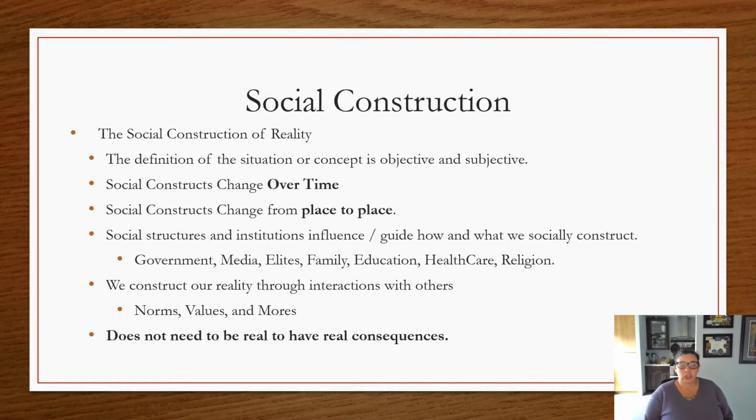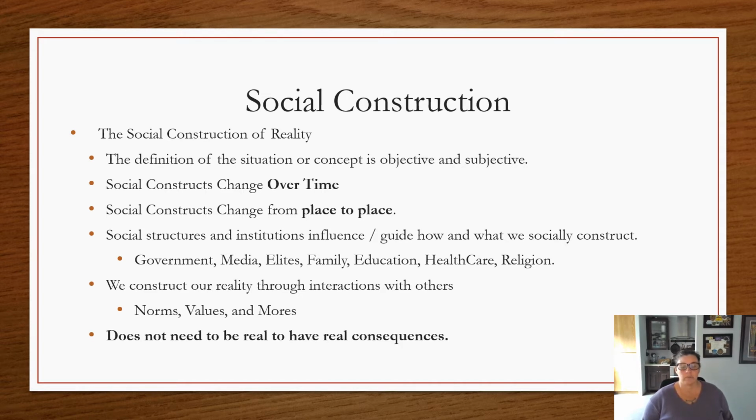So a social construction, or what we would in sociology call the social construction of reality, is any definition of a situation or a concept. It can be both objective and subjective. It's a definition in that it's widely held by a society, a culture, and its time and place. Social constructs change over time. That's what differs them from facts. And they can change from place to place. So we can identify something as a social construct because it changes over time and it changes from place to place, and it does not need to be real in fact to be real in its consequences.